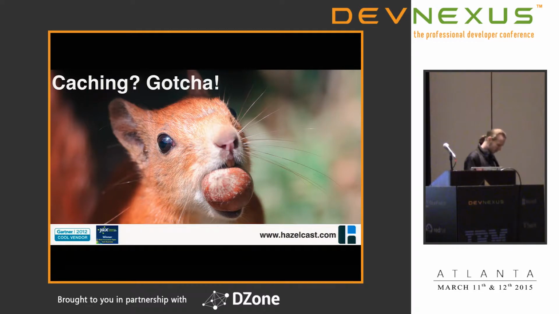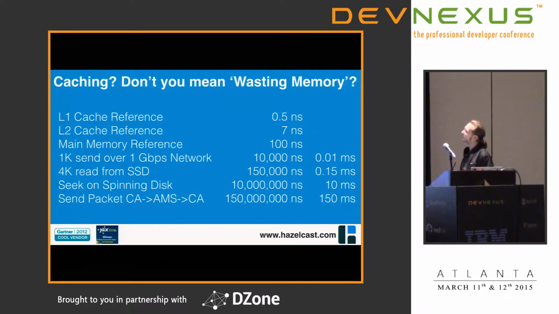So what do? Well, we want to cache, right? So who's the best one? Well, a squirrel. Why do we want to cache? We see some numbers and we see that different kinds of memory areas have different access times. So obviously the fastest one is the L1 cache inside the CPU, and what is pretty bad is 150 milliseconds if you send a package from California to Netherlands and to California back.